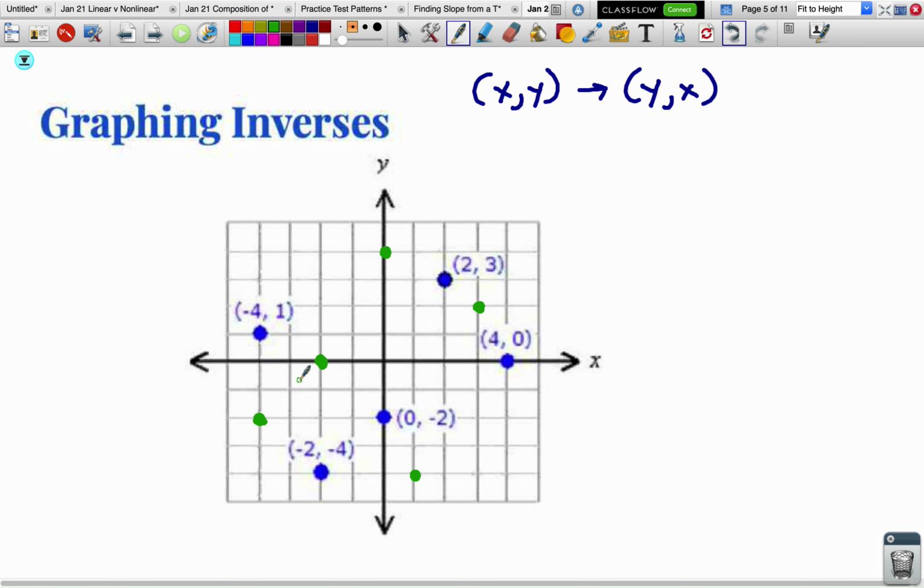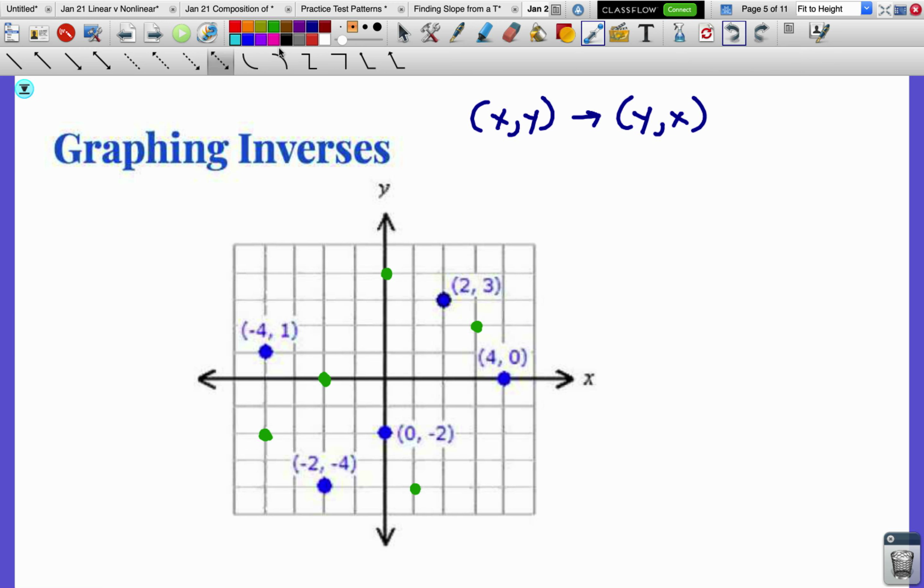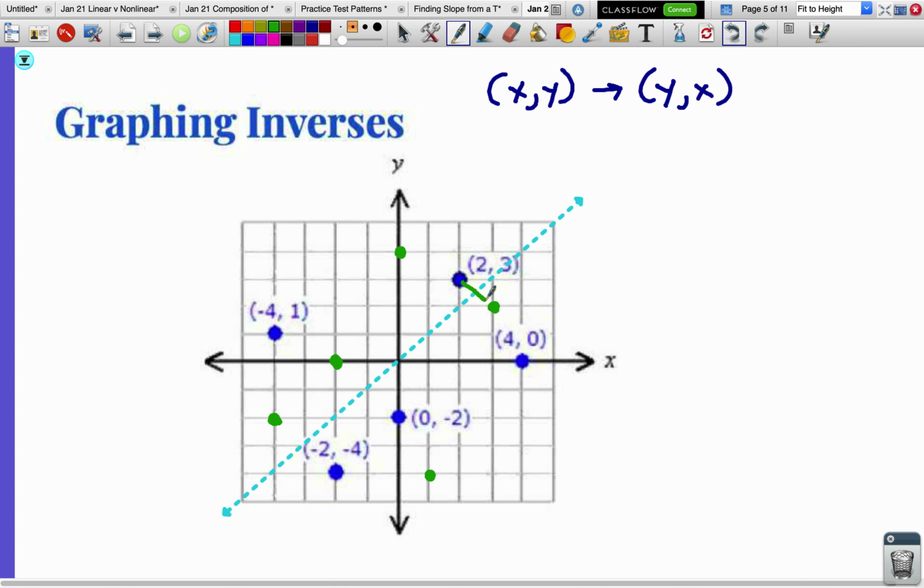Now, one thing you'll notice is that when you do this, you make a graph that is symmetrical over the line y equals x. All right, so it can be helpful to maybe connect each point with its inverse, and you might see the symmetry a little bit better. There we go.